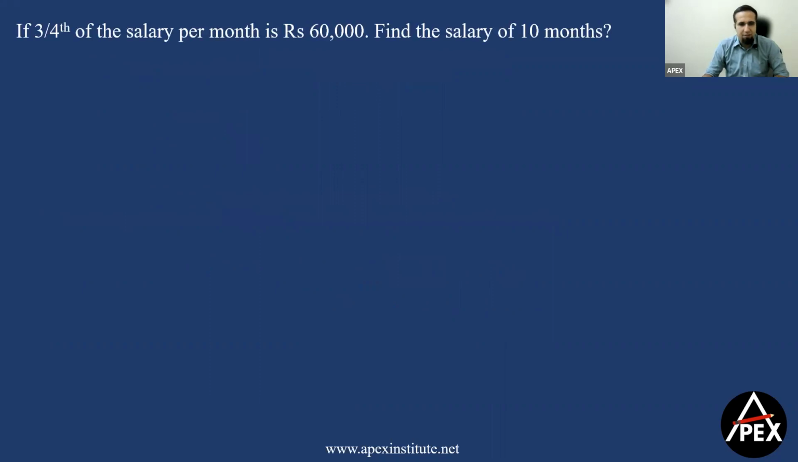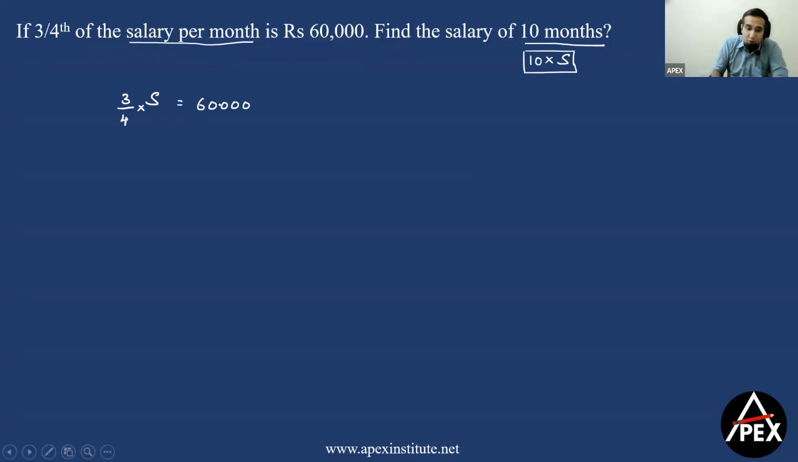Now, the first question says the 3/4 of the salary per month is 60,000 rupees. Now, if I want to go in a structured manner, I need to know the salary per month because 3/4 of that salary is 60,000. And the question is asking us to find the salary for 10 months, right? So it's very simple. If 1 month salary is S rupees, then 10 months salary will be 10S, right? So if 1 month salary is S rupees, 3/4 of the month salary will be 3/4 of S, which as per the question becomes 60,000. That's the basic method of solving.